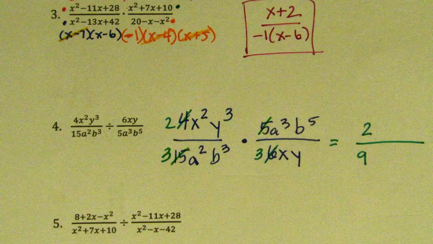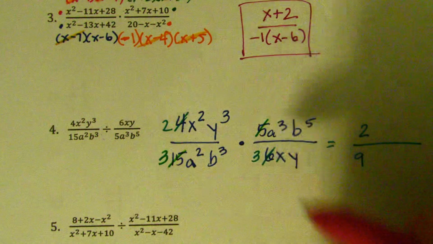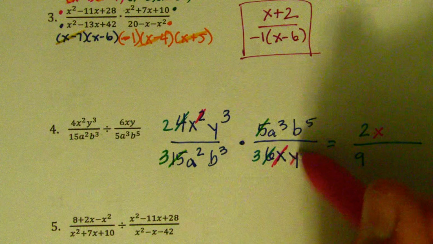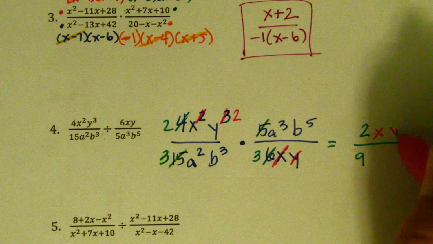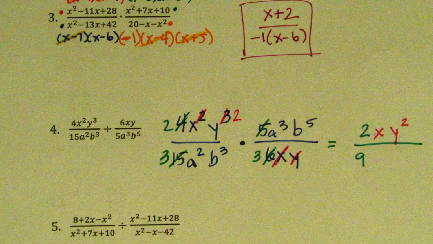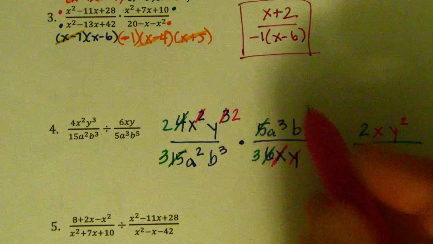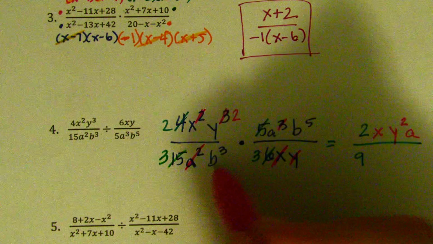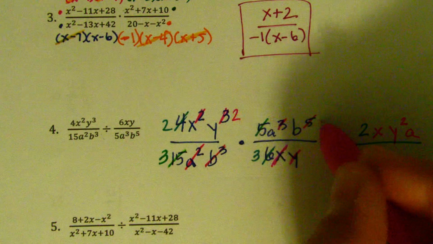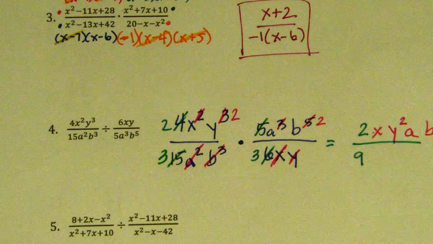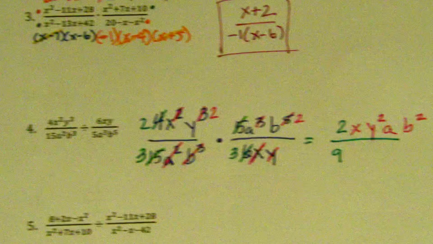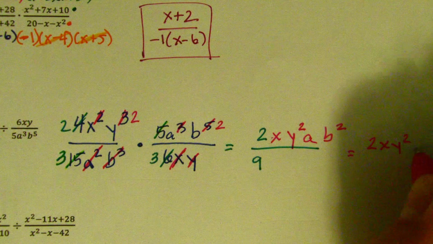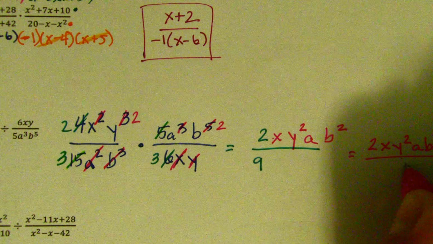As far as the variable portions here, I have x squared on top and x on bottom. So there's one x left on top. I have a y on bottom and y cubed on top, so there's 2 y's left on top. I have an a squared on bottom and an a cubed on top, so there's 1 a left on top. And I have a b cubed and a b to the 5th, so there's 2 b's left on top. And that's it. So it looks a little weird. I'm going to go ahead and rewrite this a little bit nicer here. And we have 2xy squared ab squared all over 9.